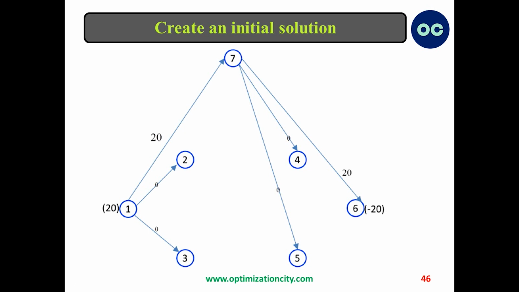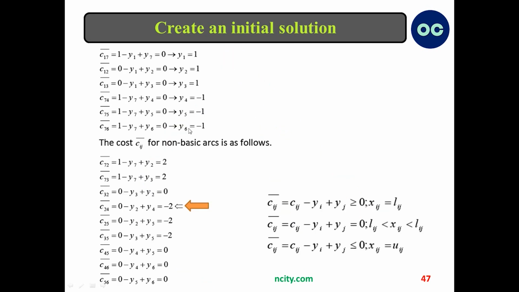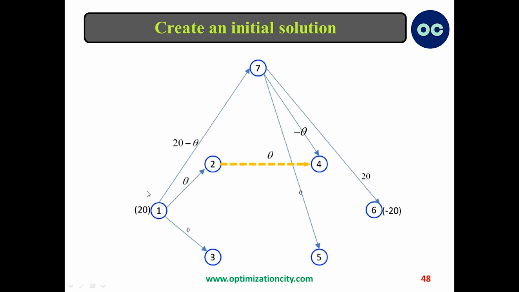Assuming y7 is equal to 0, we can calculate the value of the yi for all nodes, from y1 to y6, and y7 is equal to 0. The cost Cij for all non-basic arcs is as follows. And you can see that arc 2,4 is at the lower bound and does not satisfy the optimality condition. So it enters the base, and the output arc can be found using this process.